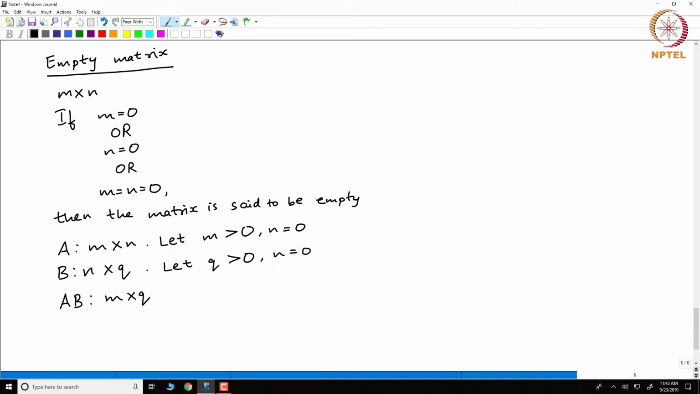Okay, so in that case we define AB to be an M cross Q 0 matrix. So that's the definition. If I have two empty matrices whose product is not empty, then by definition its product is 0. Take it as a definition. One need not be bothered about why we are doing it like that. Doing this definition will help us in all the future analysis.